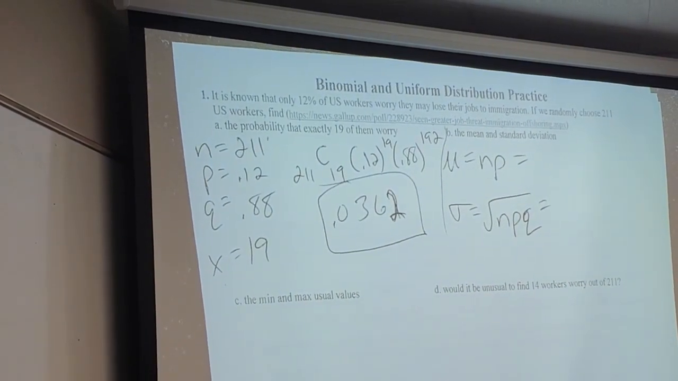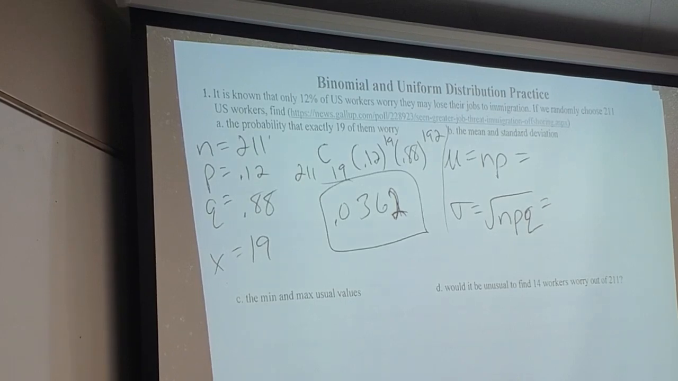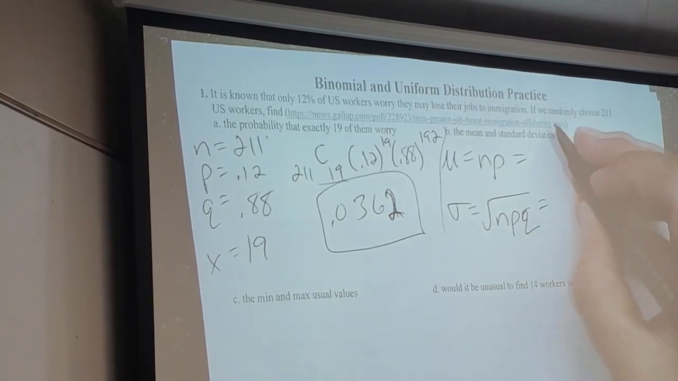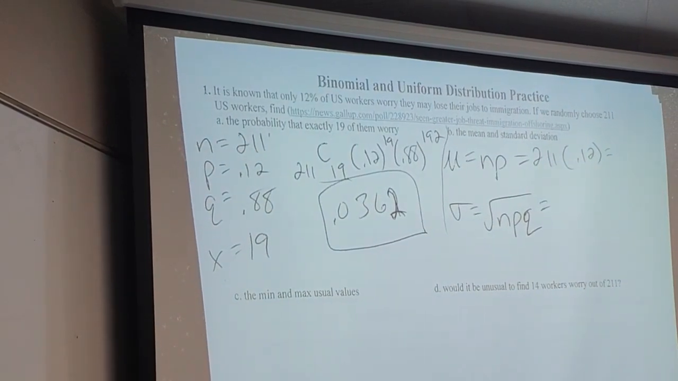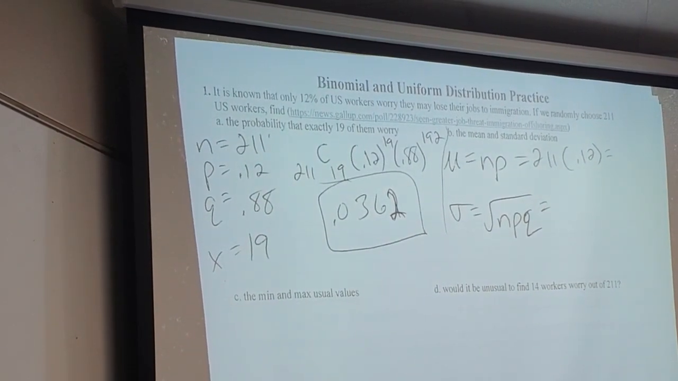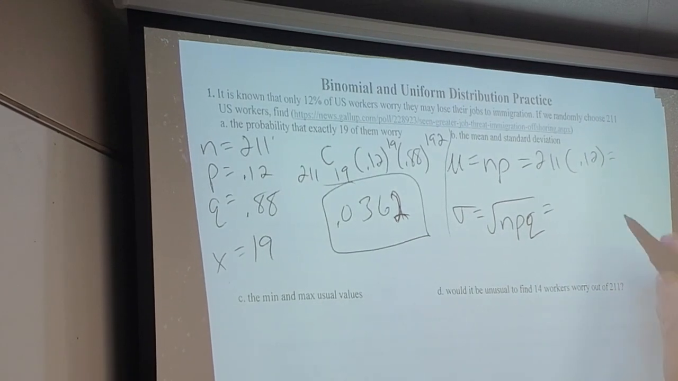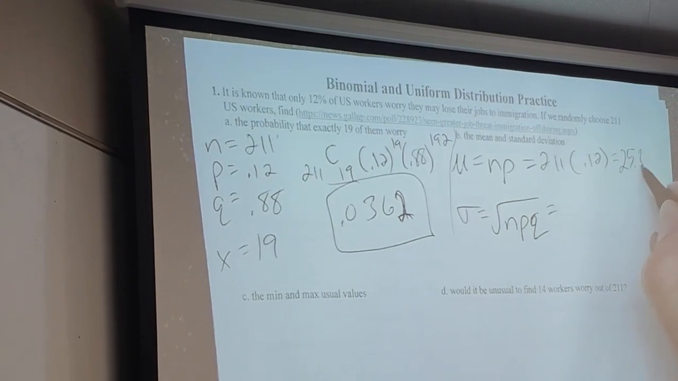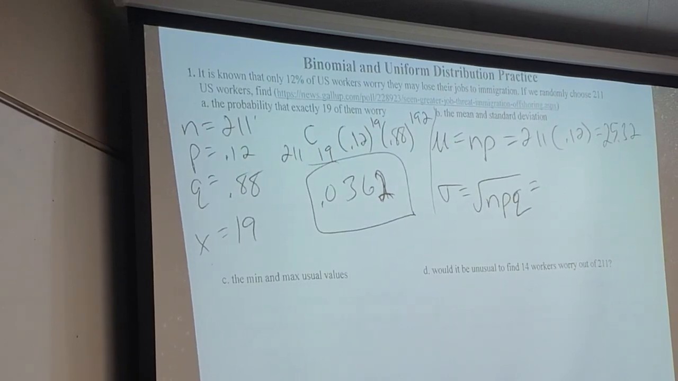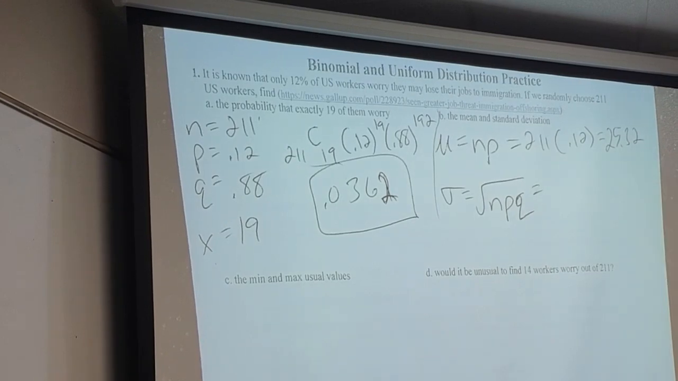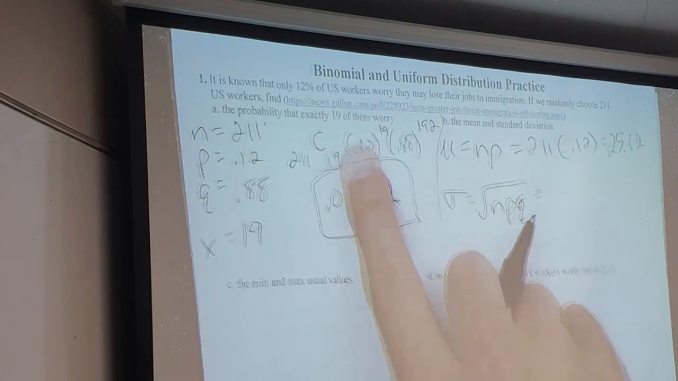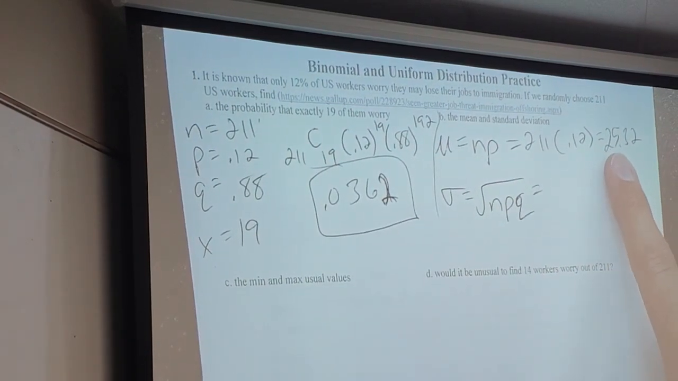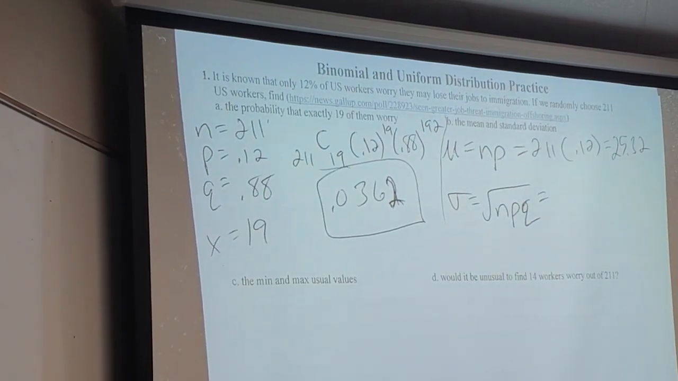So there, now these are just plug and chug. And again, these are the best. These are the best formulas. So 211 times 0.12. 25.32? Okay. So what that means is out of any group of 211 people, 211 workers, US workers, I expect around 25 to be worried about this. Okay.